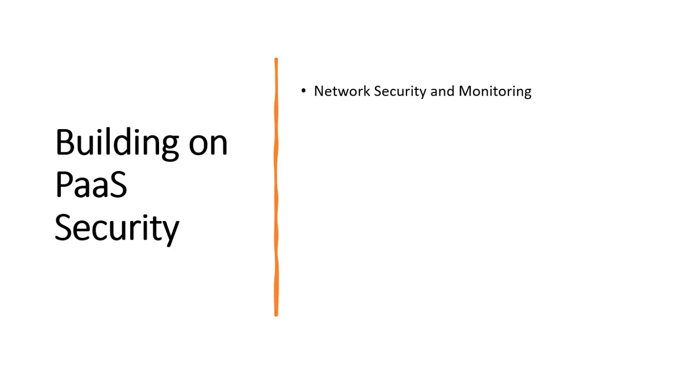More building blocks for PaaS security. We talked about network security and monitoring. We've got our NSGs and firewalls, which we talked about, where we can implement our rules or our service tags. Private DNS: integrate with Azure Private DNS. Okay, the service is there.